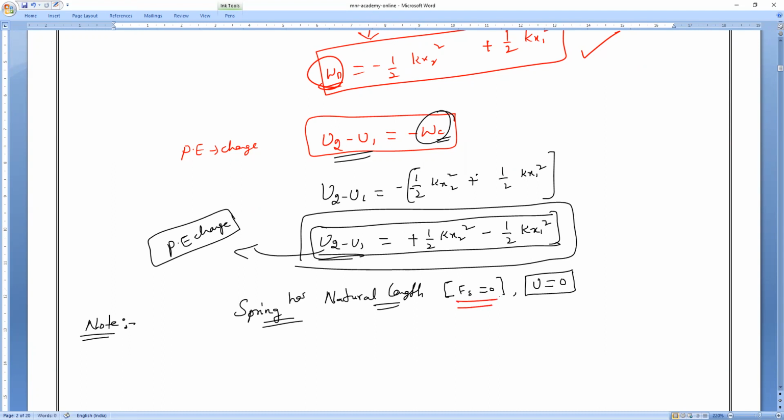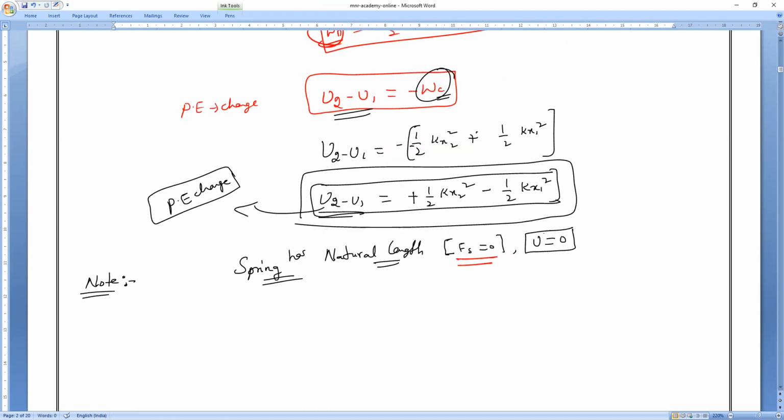If it has a normal length, then what is F, the force exerted on the body? It is equal to 0. And if the force is 0, then automatically something else is 0. What is that? If the applied force is 0, then the work done is also 0.